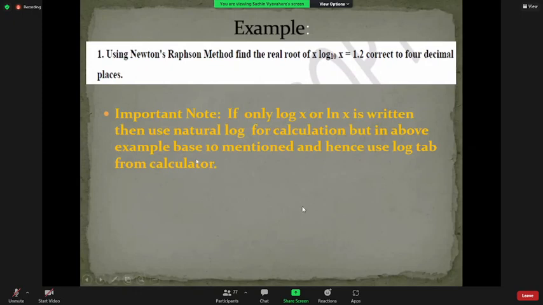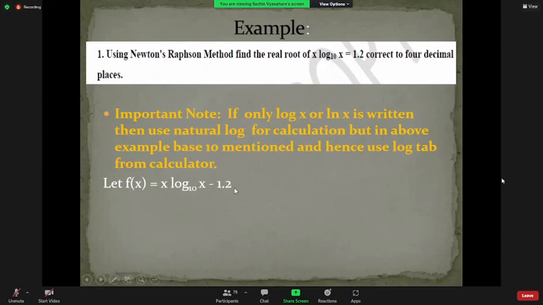Now let me find the interval in which that root exists. So first we should write this equation in f(x) form. So what is our f(x)? x log x minus 1.2. Correct. So this 1.2 should be taken on one side, because our f(x) is always in the form f(x) equal to 0. Then only we get the root of that f(x). So let f(x) be x log x at the base 10 minus 1.2.